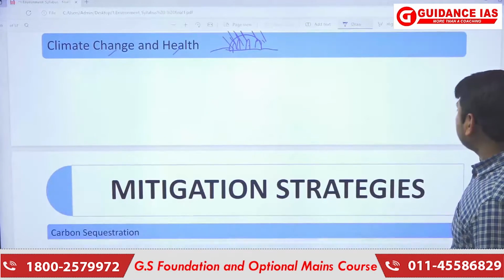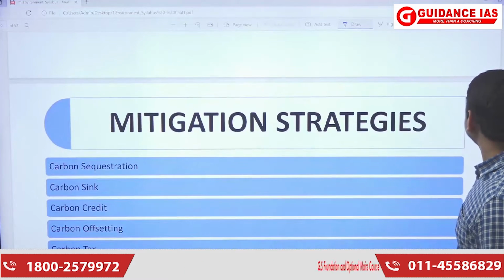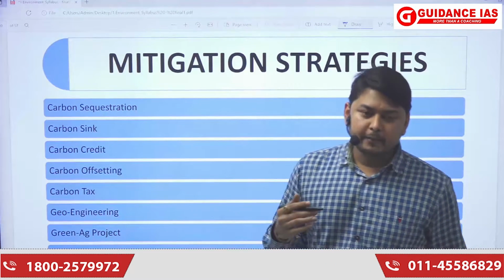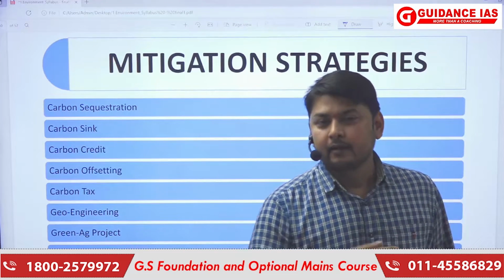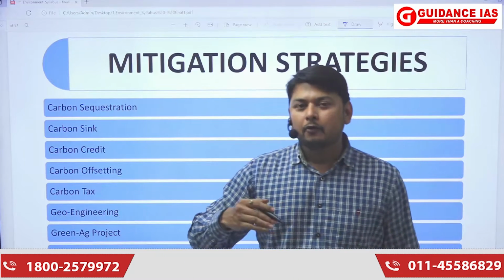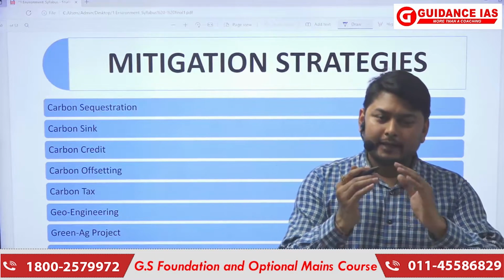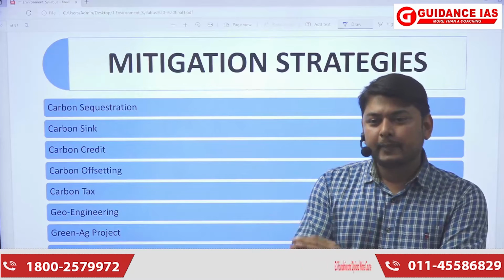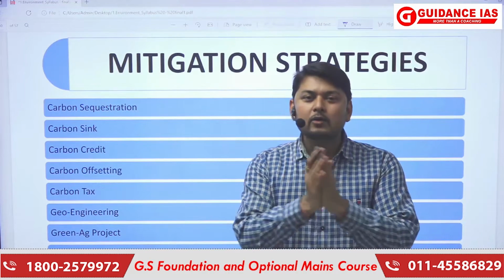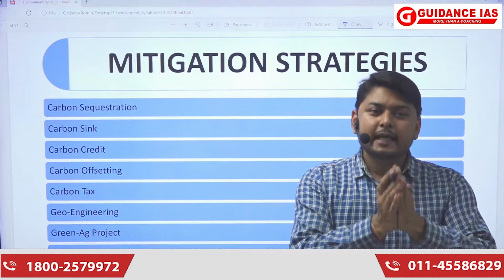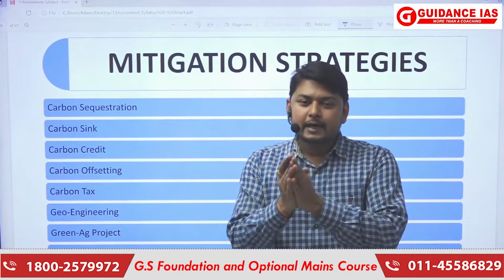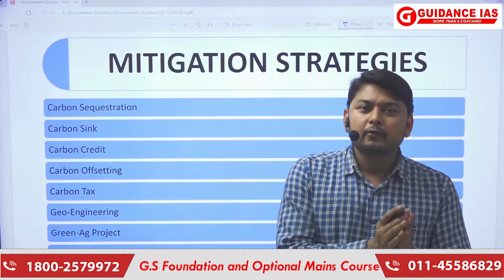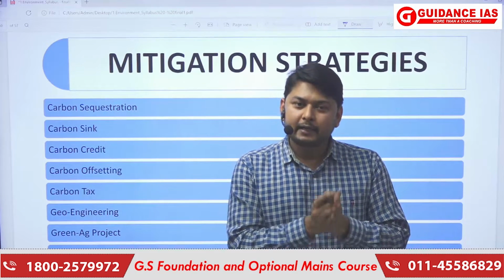Now next we'll look at the mitigation strategies. Basically, climate change is happening because of the rise in temperature in the atmosphere of the Earth. That is the first thing. The second thing is what we can do to decrease this rate of rising temperature of the Earth. Basically, we have some greenhouse gases. If we decrease those greenhouse gases, which are being produced at the current levels, then the effect of those greenhouse gases will automatically decrease.